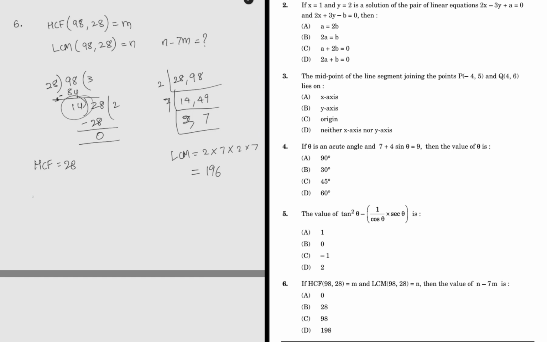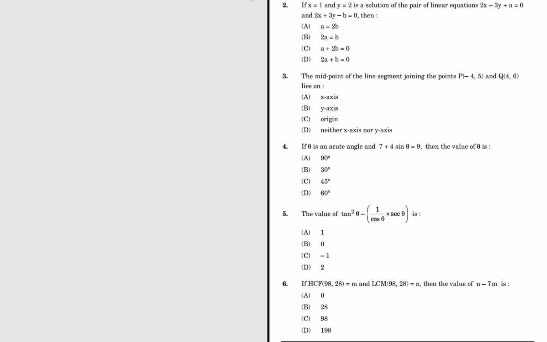Okay, now we need to find N minus 7M. Here N, which is LCM, is 196, minus 7 of M, which is 28. 196 can be written as 14 into 14, minus 28 can be written as 7 into 4, 2 into 2, 14, 14, which is equal to 0. See, this is the sixth one.